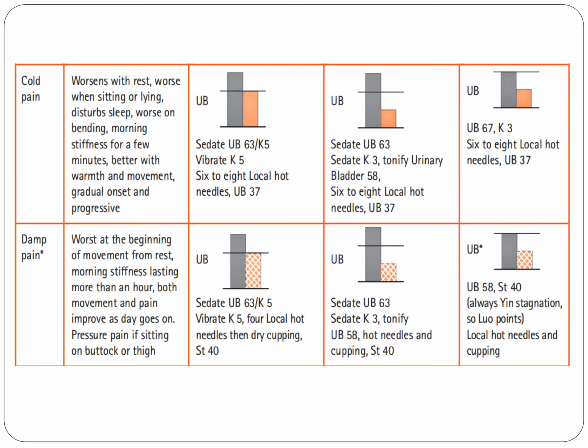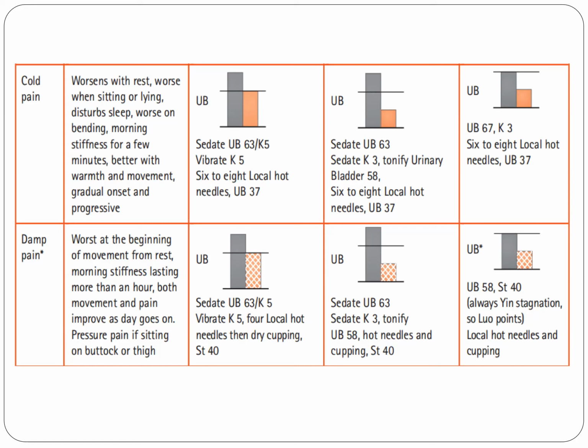So the first tower diagram, we have bladder yin excess or bladder yin retention. Sedate the bladder using bladder 63, kidney 5, and we need to sedate the bladder yin. You're using bladder 63, kidney 5, vibrate kidney 5, four local hot needles, and dry cupping, stomach 40.